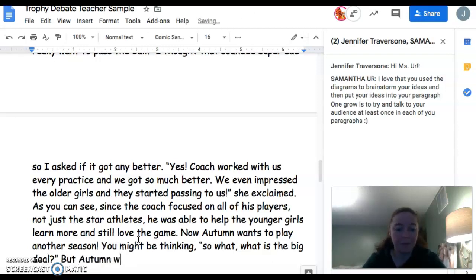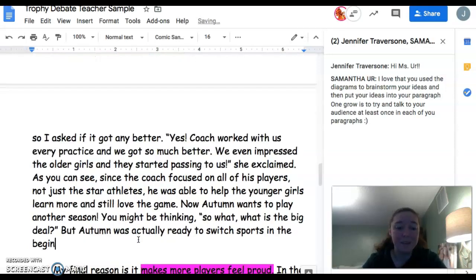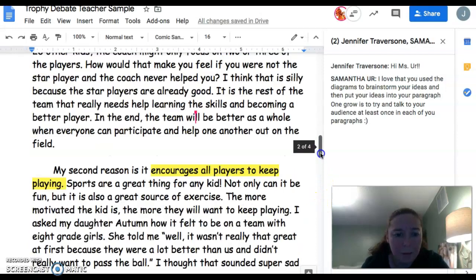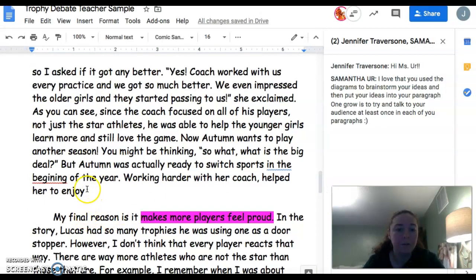But Autumn was actually ready to switch sports in the beginning of the year. Working harder with her coach helped her to enjoy. I just want to repeat my reason. Encourages all players to keep playing. Yeah. Helped her to enjoy and motivated her to stick with soccer.